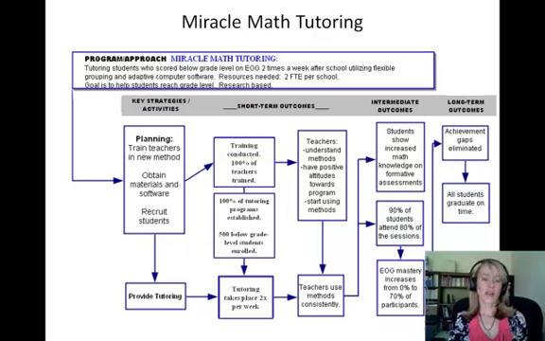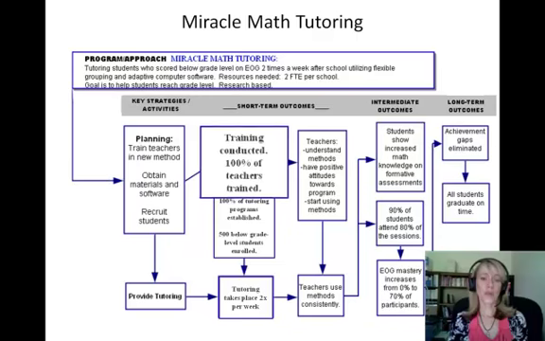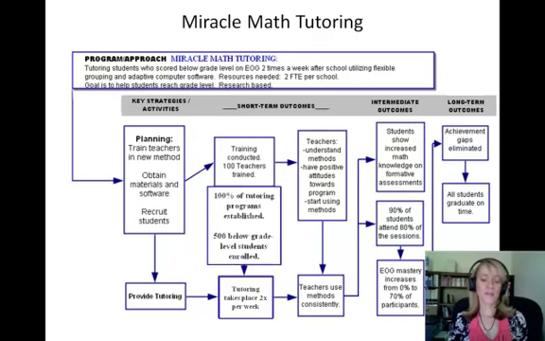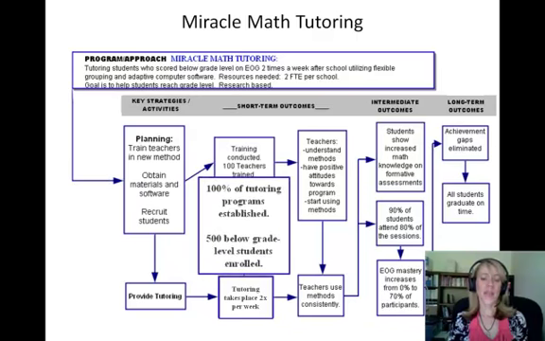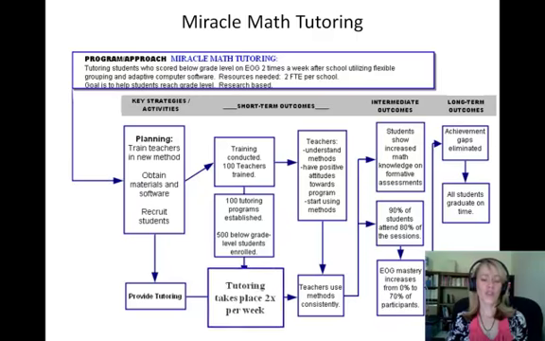If we look back at our Miracle Math logic model, we can see that there are a number of short-term outcomes included here. According to this model, if the tutoring program is properly implemented, we would first expect to see all teachers trained, all programs established, and tutoring occurring for 500 students twice a week.